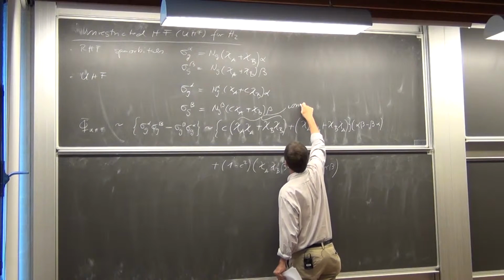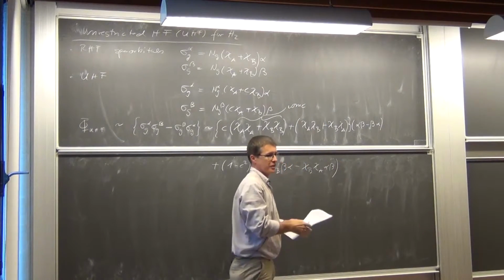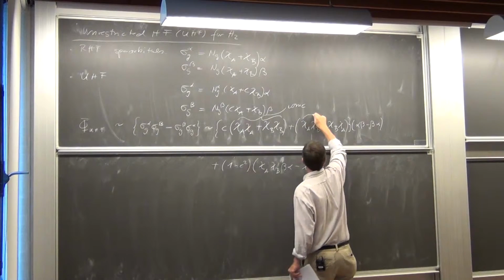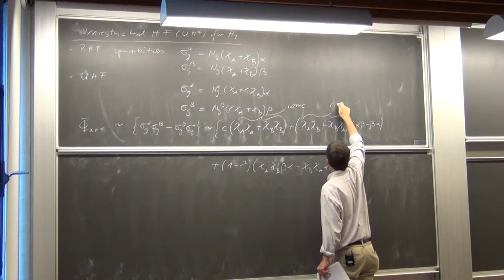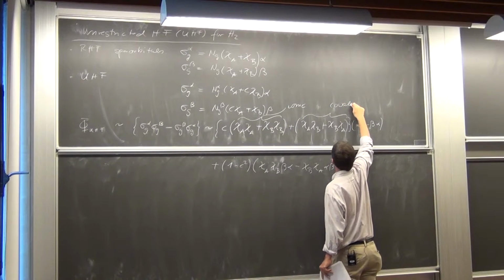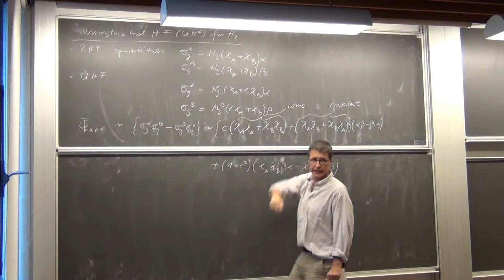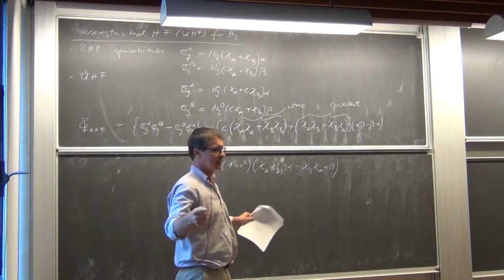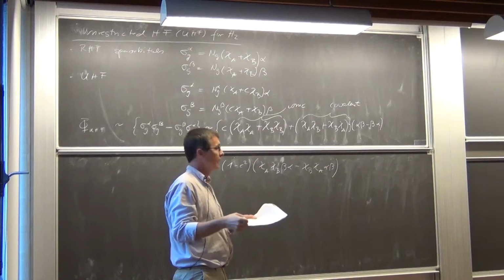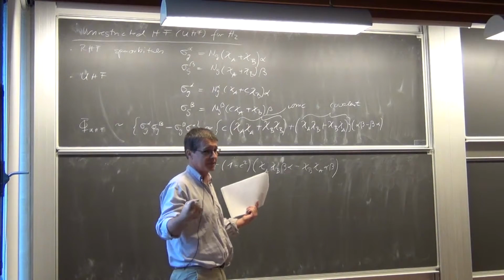So this is the ionic form, and this is the covalent representation, the one where they dissociate, if I would go to the dissociation limit, into two atoms.